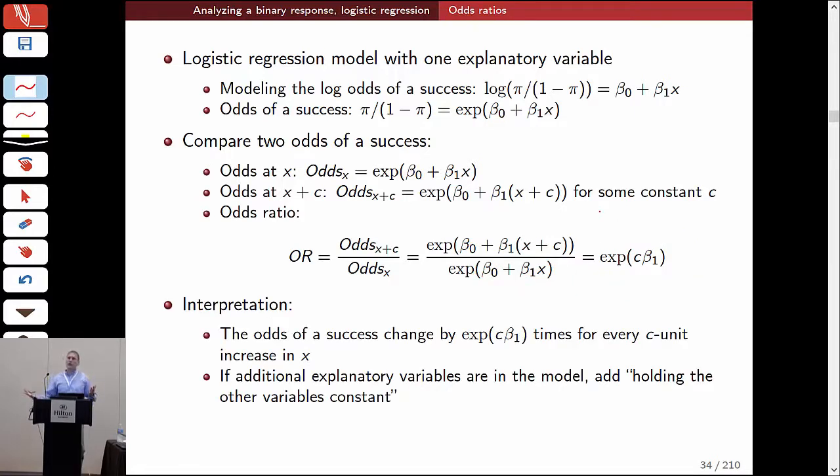So then the interpretation, getting back to interpretations of odds ratios, is that the odds of success change by e to the c times β1 times for every c unit increase in x. Now, if you had other explanatory variables in the model, such as, let's say, change, then you would have to add a little bit extra to that interpretation, such as holding the other variables in the model constant.